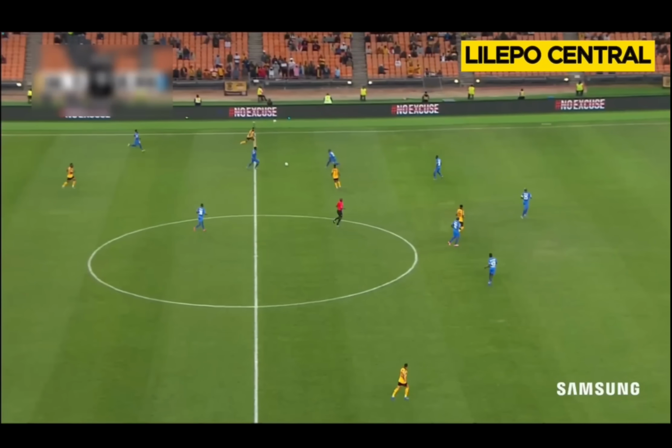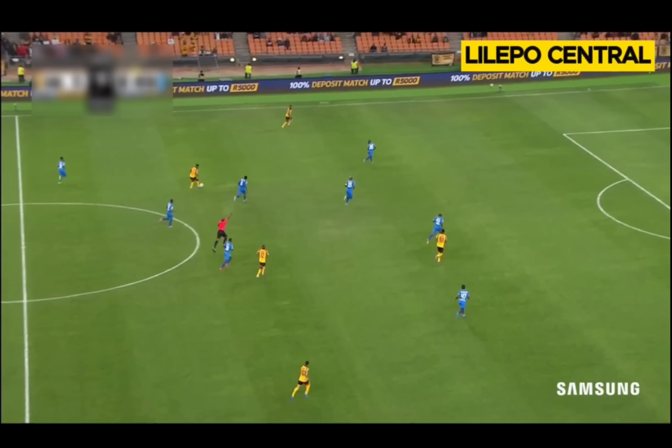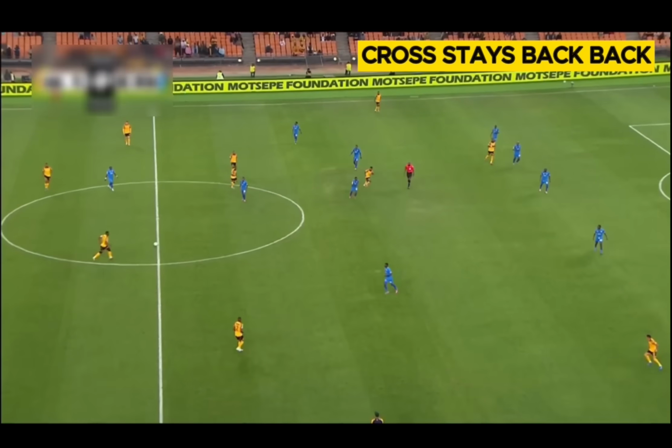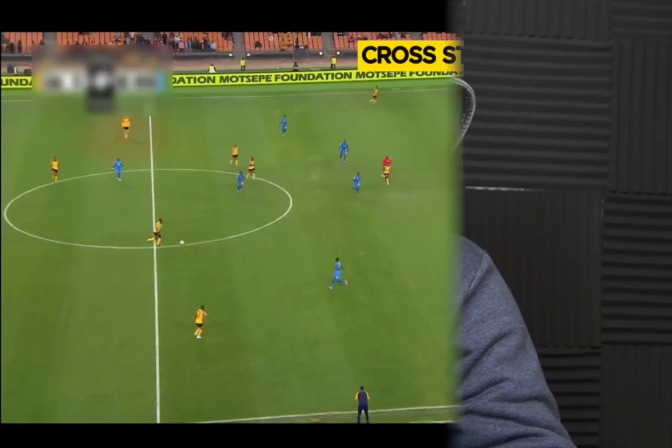Now, Duba was then taken off for Modi to come on. And immediately you saw something shifting. Sereno was now playing on the right, and then Lilepo was now playing centrally. And another thing that you need to see is that Cross stayed back even more because this was later on in the game because the goal had been scored. We'll talk about the goal very soon because it did not come from the in-position form, but it came out of a transition. So we'll look at that later on.